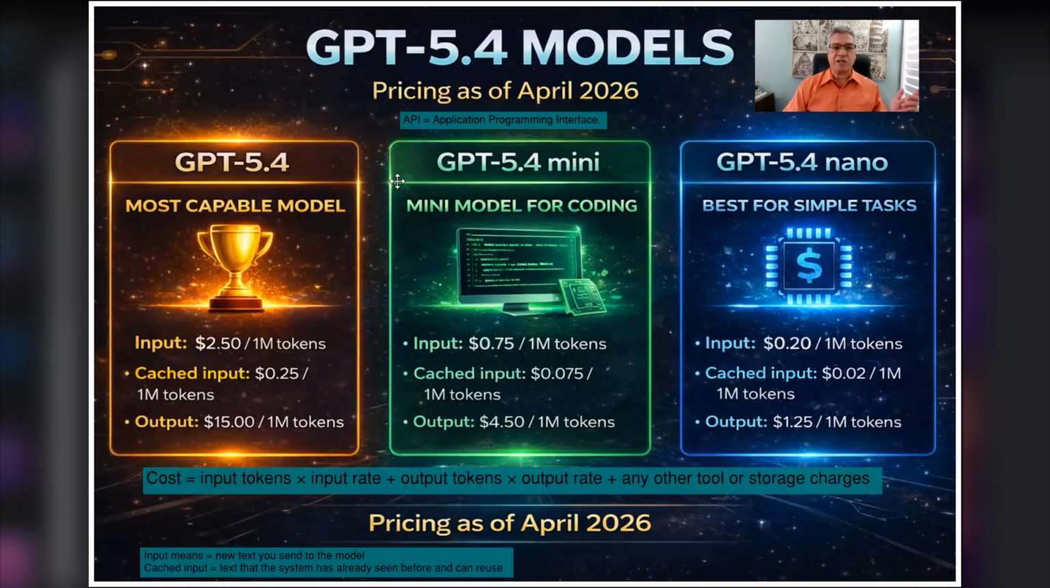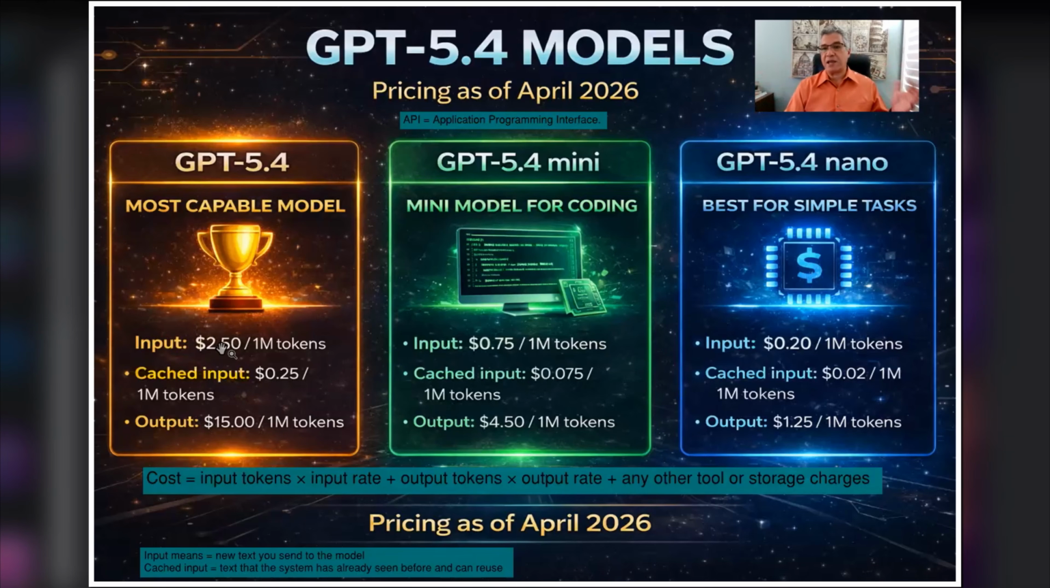We also talked about the GPT 5.4 when it comes to the API, or application programming interface, and we said the cost for the input is 2.5 per 1 million tokens, and the cached input is 0.25 per 1 million tokens. And also we said the cached input is the information you already used in the model, but you're going to reuse it again, and that's called cached input. That's why it's a lot cheaper.